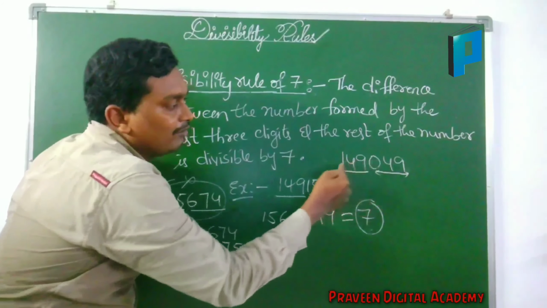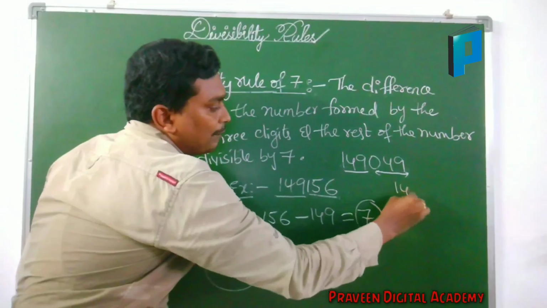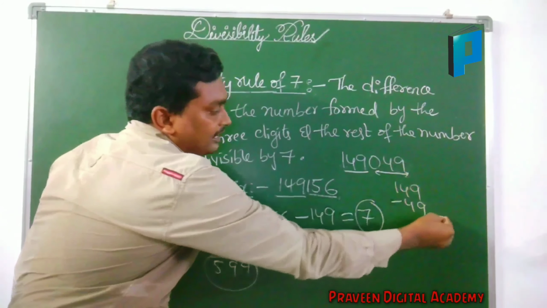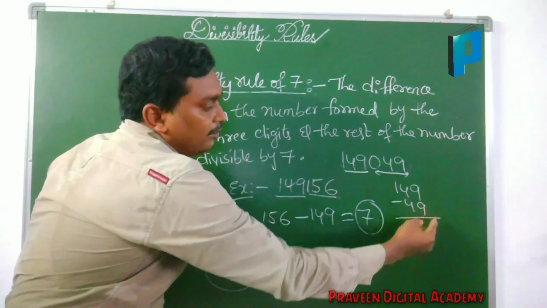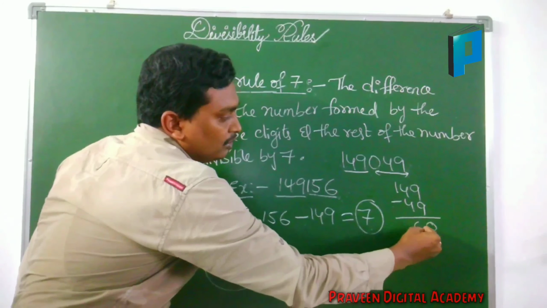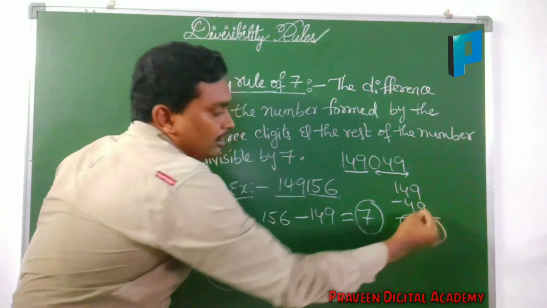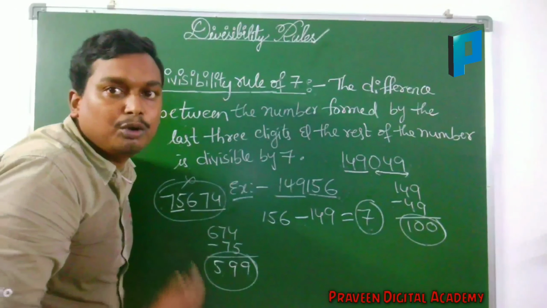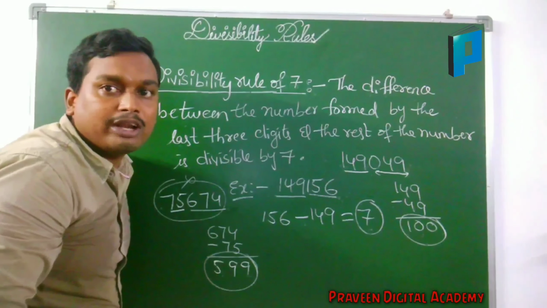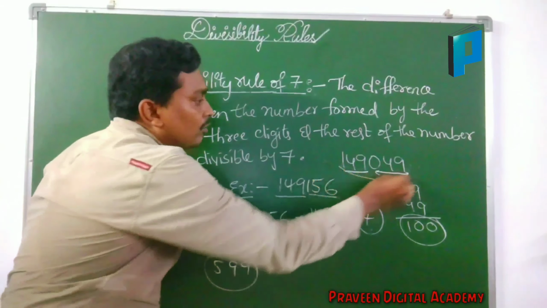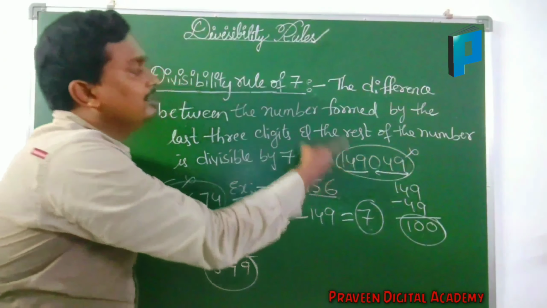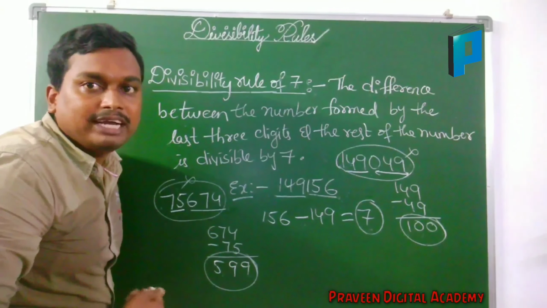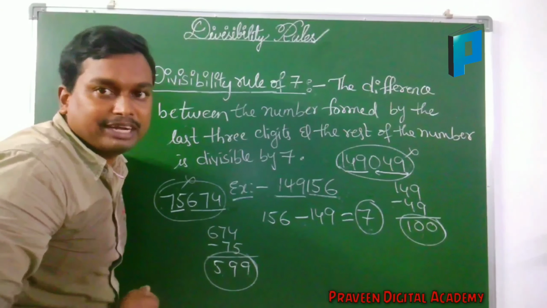In this, which is bigger one? 149 is bigger one. So subtract the bigger one minus the rest. 049 or 49, both are same. You subtract it. 0, 0, 1 we got. Now you take this 100. Is this 100 divisible by 7? No. 100 you will not get in the 7 table. Therefore, this total number is not divisible by 7, we can say. In this way, we will find out the divisibility rule of 7.